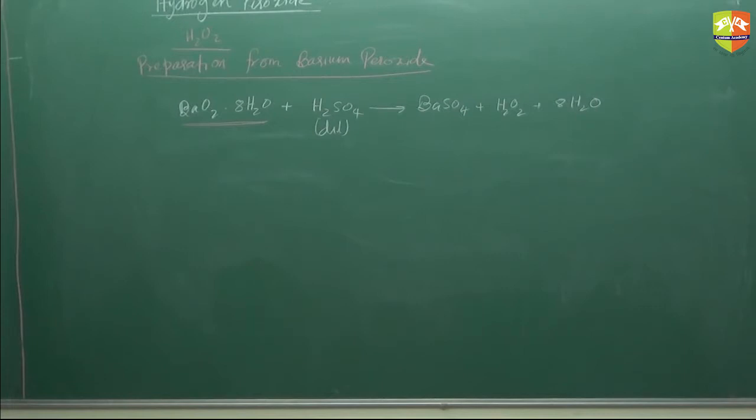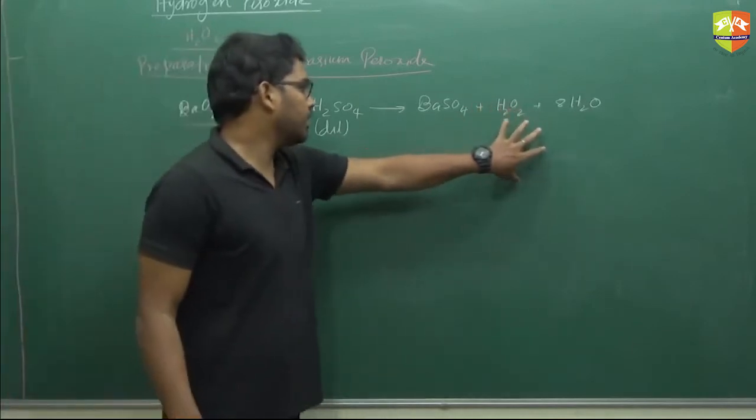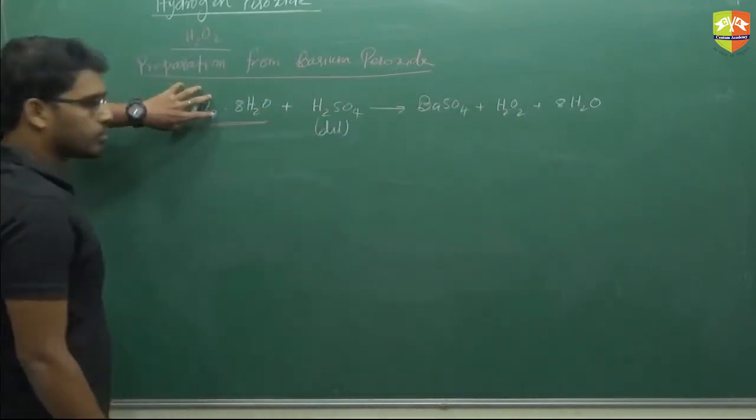Anhydrous barium peroxide forms a protective layer of barium sulfate on barium peroxide, hence the further reaction is not possible. So barium sulfate is soluble in water? Yes, this so forms, it gets dissolved and hence it won't accumulate on the surface.